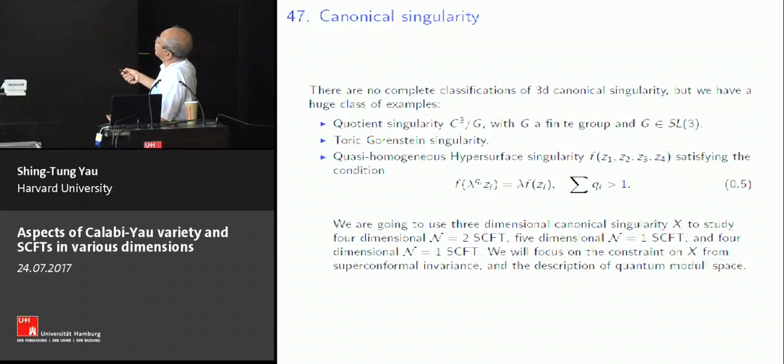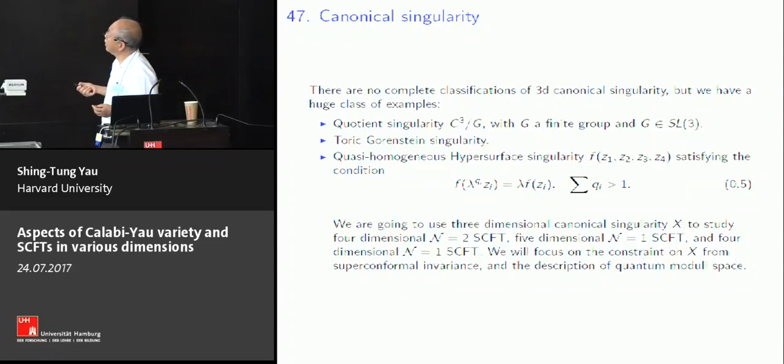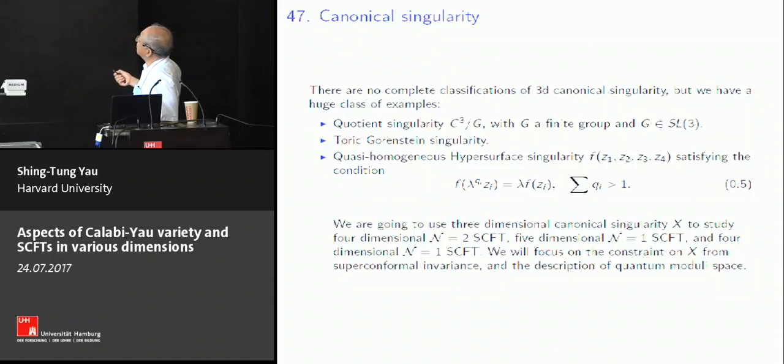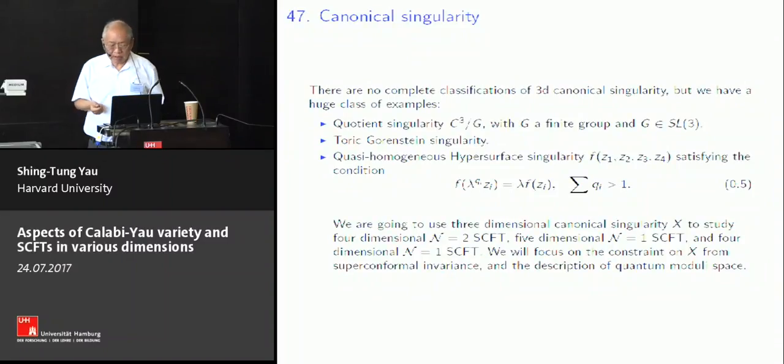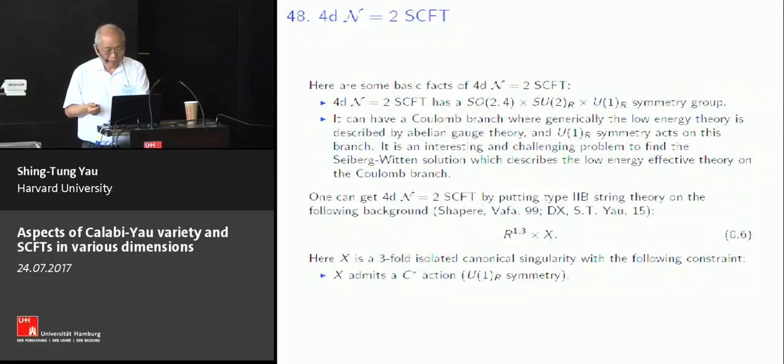So these are quasi-homogeneous hypersurface singularities satisfying this scaling law, where the summation of Q_i is strictly bigger than 1. So it turns out this kind of singularity can be used to study several 4-dimensional N=2 superconformal field theories, and even 5-dimensional N=1 superconformal field theories. So we are focusing on the constraint on X from superconformal invariance and the description of the quantum moduli space here.